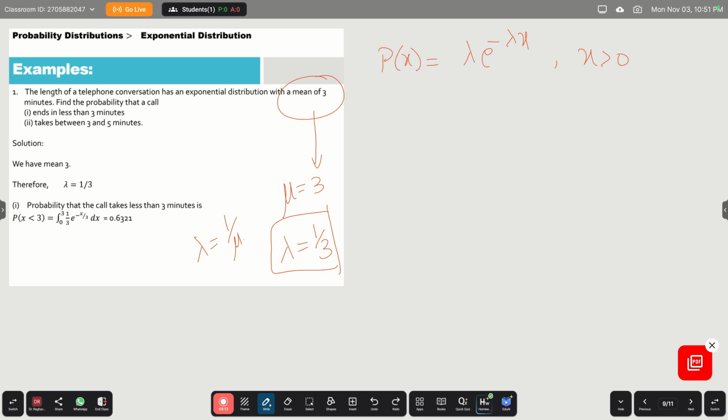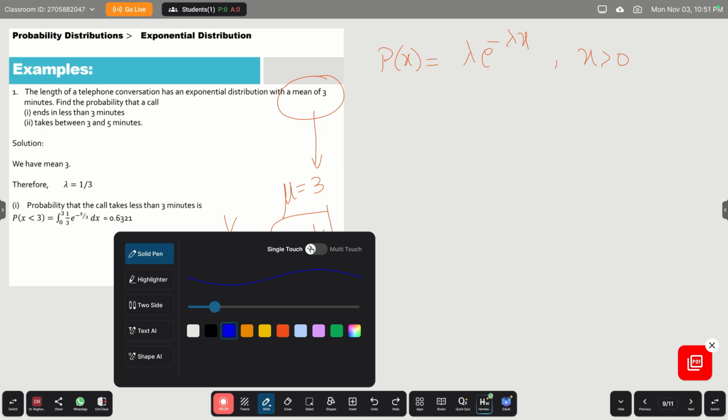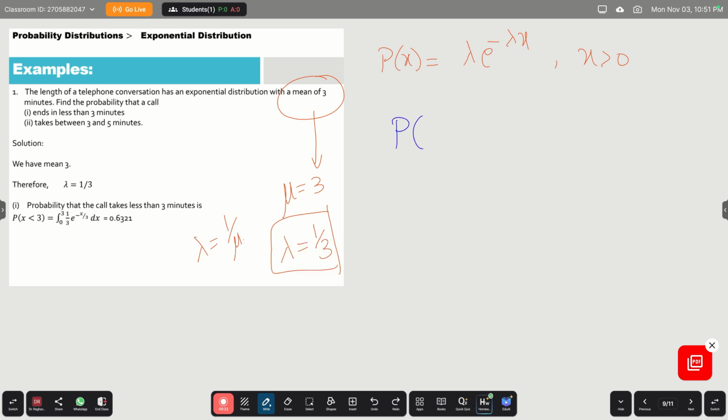Now I need to find the probability that x is less than 3. The call ends in 3 minutes. So the probability that a call ends in 3 minutes. Within 3 minutes means it has to be less than 3 minutes. So from where to where? From 0 minutes we start and up to 3 minutes I need to integrate.